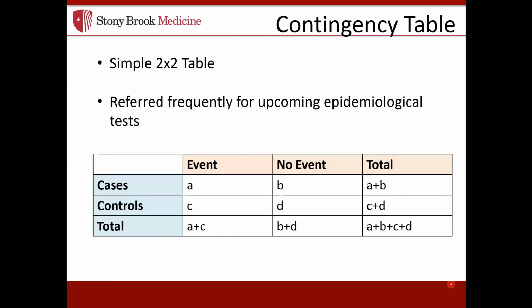This is a simple contingency table. It's a 2x2 table. We've all seen it, I think, at some point in our careers. We're going to be referring to this table frequently for upcoming calculations. I just wanted to point out the event and no event cells may change a little bit throughout the slides. Just pay attention to it. I will try to call them out as I go. So on the top, you have events versus no events. And then on the side, you have your cases and controls, and then your totals.